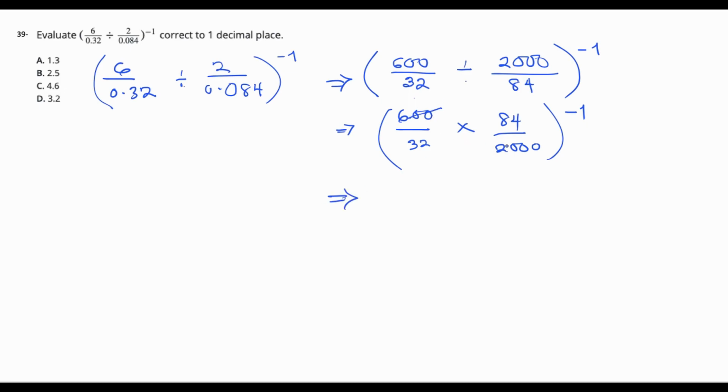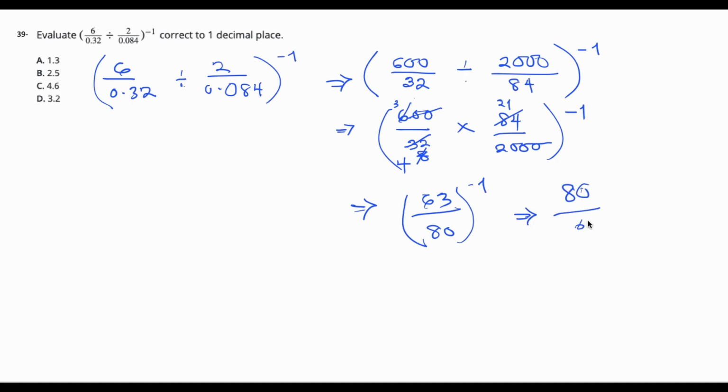So 100 reduces this to 6 and 100 reduces this to 20. So 4 can go here 8 times and 4 can go here 21 times. 2 can go here 3 times and 2 can go here 4 times. So we're left with 3 multiplied by 21, which is equal to 63, and 4 multiplied by 20, which is equal to 80, all raised to the power minus 1. So this becomes 80 over 63. That's finding the inverse: getting rid of the minus 1 flips the fraction.